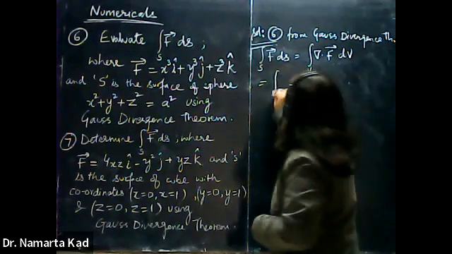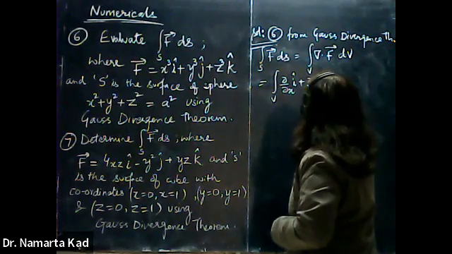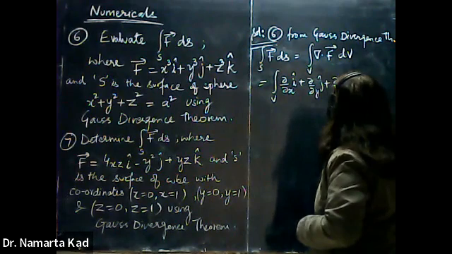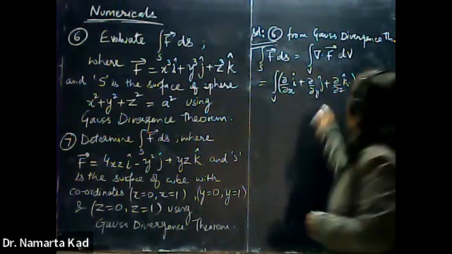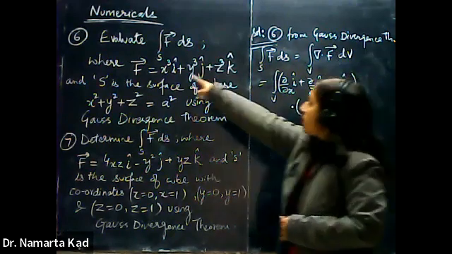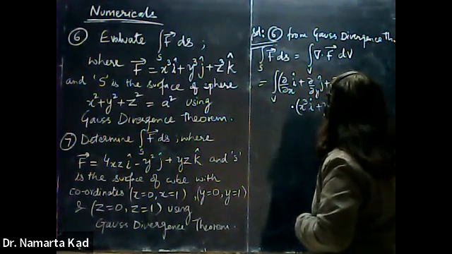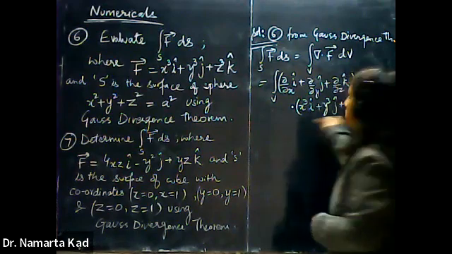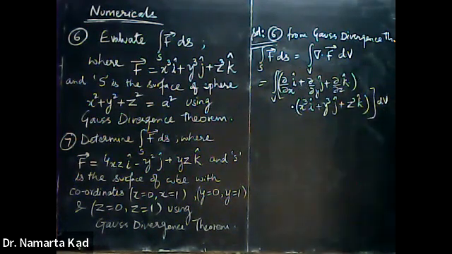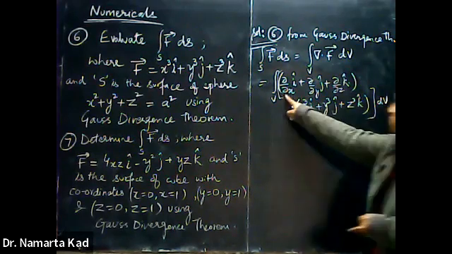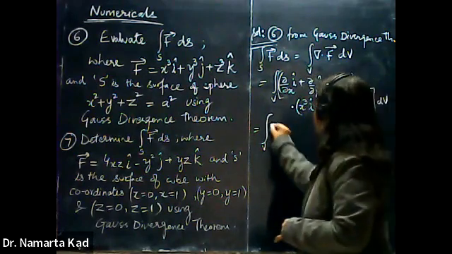So this comes out to be the volume integral of del, that is curly by curly x i cap plus curly by curly y j cap plus curly by curly z k cap. This is del. Okay, take its dot product with F. So F vector is x cube i cap plus y cube j cap plus z cube k cap. Okay, this is your F vector, and dV. And just solve this divergence first. So partial derivative of x cube with respect to x, this will give you the volume integral of 3x square.